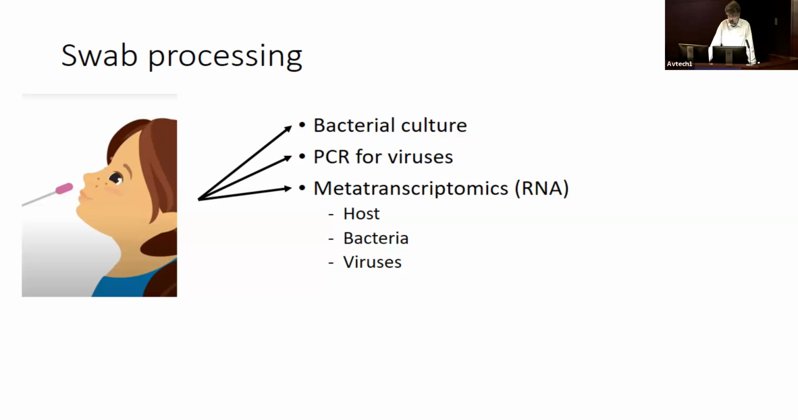And the RNA can be from the host. So the host is doing stuff in response to the bacteria and viruses in the nose, and we can see what it's doing. And the bacteria are doing stuff, so we can see the RNA that the bacteria are producing, and the viruses are there so they can be picked up with this method. So we had a lot of data, which we are still working through. But the first thing we asked is, how does this compare? What information does metatranscriptomics provide us compared to what the clinical lab is telling us?